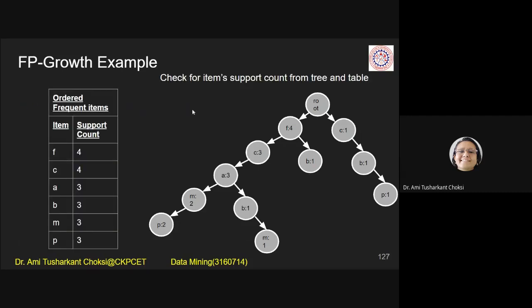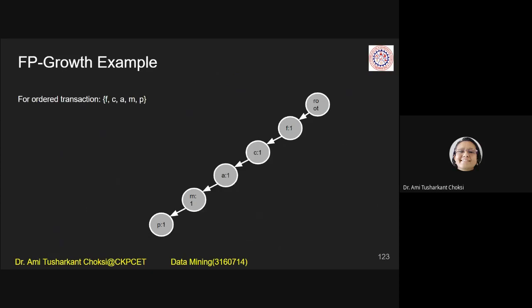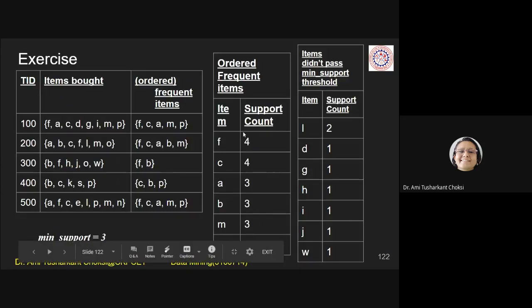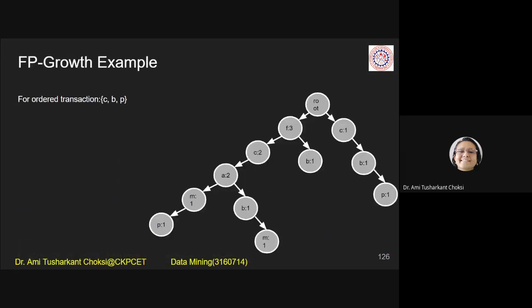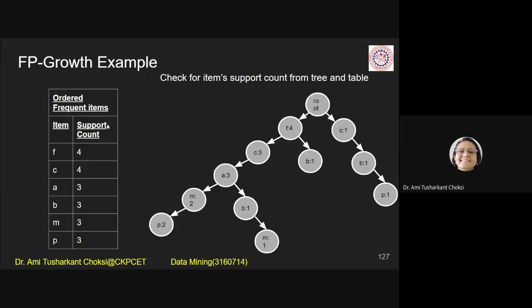Now we can check the items' support count from the tree and table. For F, it was 4. We have considered this in the first step only, the frequent items and their support counts. Let me show you that. Yes, here it was. This is for frequent items, and that's what we have put here, so it is available here.